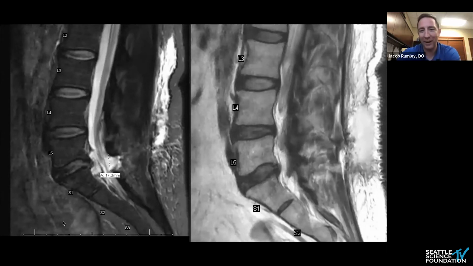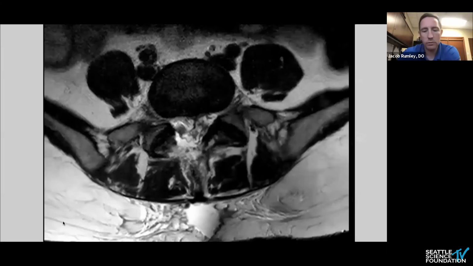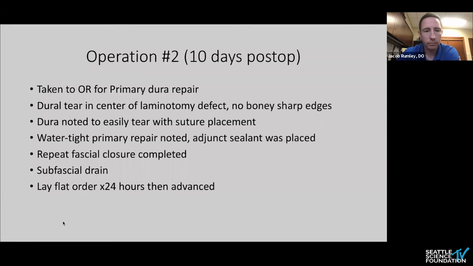But then we finally got her in 10 days later, got this MRI, and we saw cerebral spinal fluid that had migrated past the level of the fascia. So we elected to take her for a revision dural repair and exploration. So there's axial cuts there. You can see that her dura is just certainly wavy appearing. I don't know a better way to say that, but it doesn't look taut as the dura should.